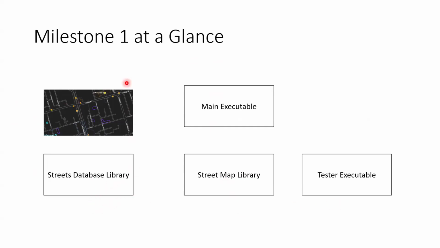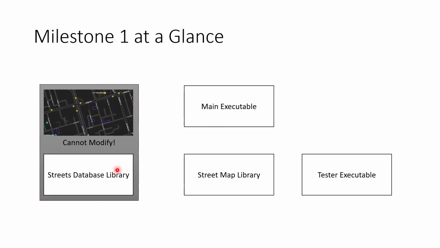We have the streets database library. This is a read-only library that provides you with the information you need to draw a map. And you have the main executable and the tester executable. Your main is called when you start your program. And this is different from the tester. The tester is called when the auto tester tests your code.